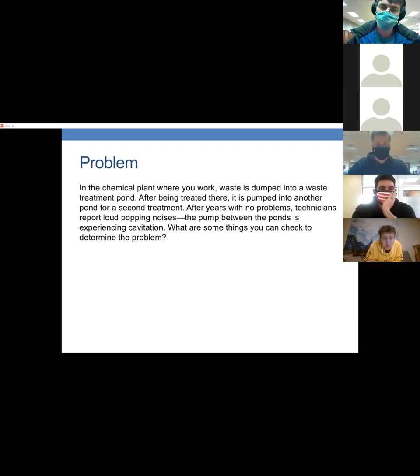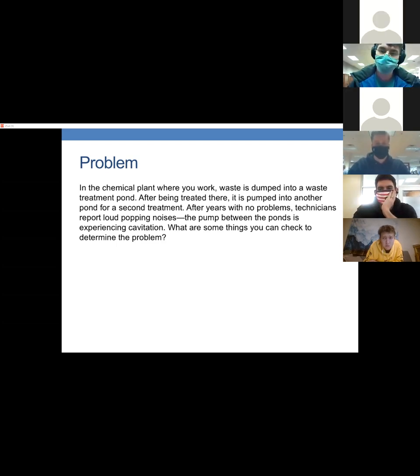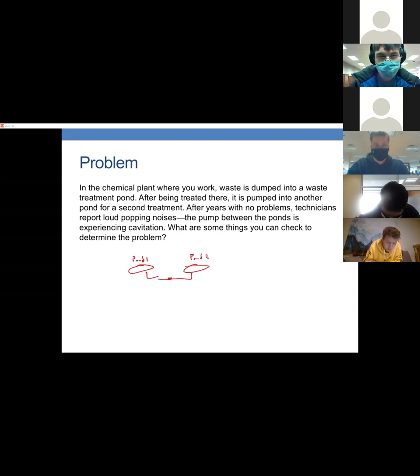Like the depth of the pond? The depth of the pond. Who said that? That was me. Cameron. So the depth of that first pond, right? Because it's pond 1, pond 2, and there's a pump in between. So the depth of the first pond. Why does the depth of the first pond affect cavitation?